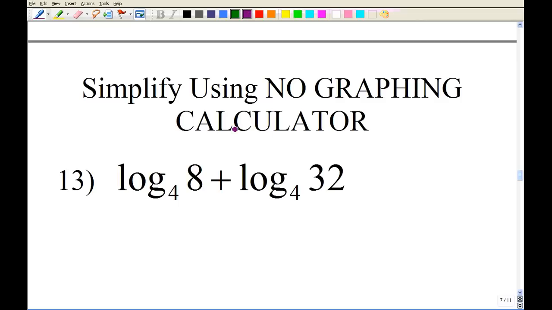And here we are. So no graphing calculator, just a lot of algebra. That's okay, we can handle it. So log base 4 of 8 plus log base 4 of 32. We have like bases of 4, we're adding, so we can combine it into a single log by multiplication. So that 8 times the 32 is 256, and we think 4 to what power gives me 256? Well, 4 to the 4th power is 256, so there's our answer.